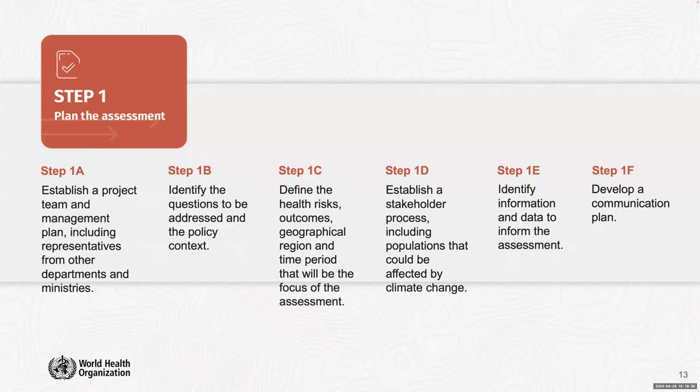In step D, we establish the stakeholder process, including as many people as is relevant to have, but we always mention that we should include the communities, the populations that are affected by climate change. In step E, we identify data, information, and documents that will help us to understand the area of concern, the problem of concern. And finally, we need to develop a communication plan which we'll be using throughout the assessment to inform from communities all the way to decision makers, making this a very transparent process.